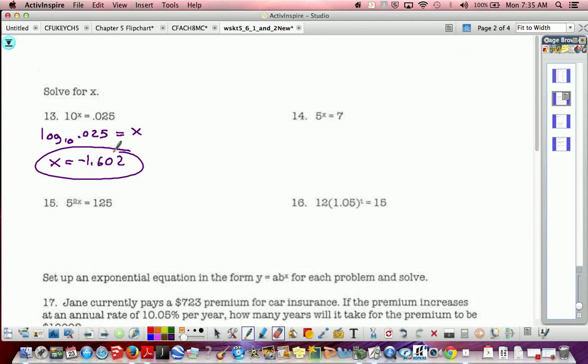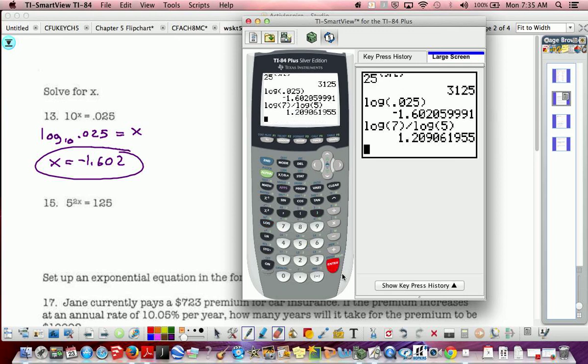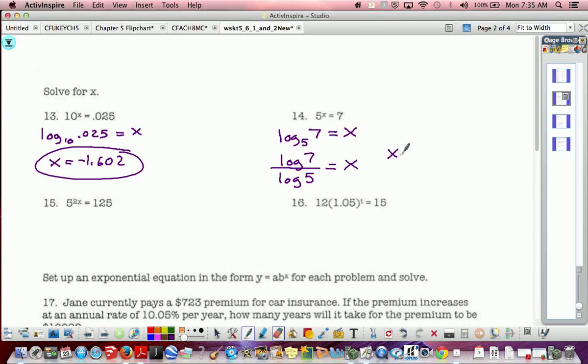So on the second one, same thing. Log, my base is 5, my number is 7, equals the exponent. So now you can do change of base since it's not base 10. You have to do change of base in order to use the base 10 on our calculator. So now we're just going log of 7 divided by log of 5. So 1.209. So x equals 1.209.